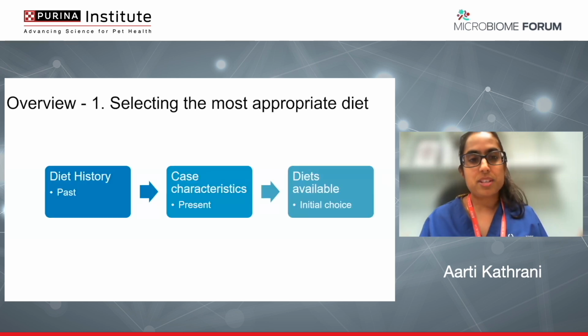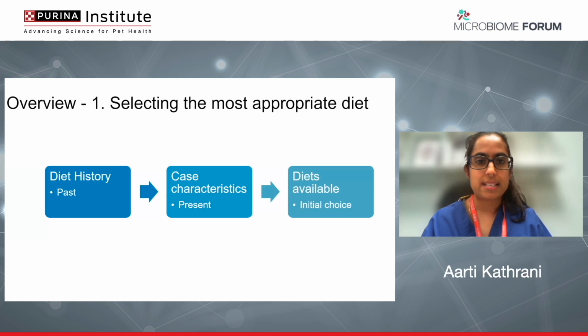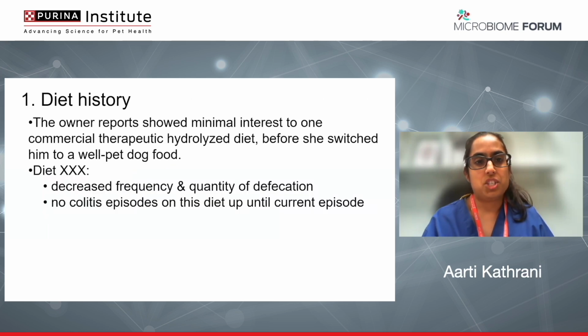So I'm just going to go through this quick overview that I talked about when we're trying to select the most appropriate diet: look at the diet history, look at the current case characteristics to decide what strategies you want to use, know what diets are available to make your initial choice. So let's look at the diet history. The owner reports that the dog showed minimal interest in one commercial therapeutic hydrolyzed diet before she switched to a well-pet dog food. So she hadn't really tried that hydrolyzed diet for long enough. What I took from that is that it could still be a diet that we could use if it had all the strategies we ultimately want.